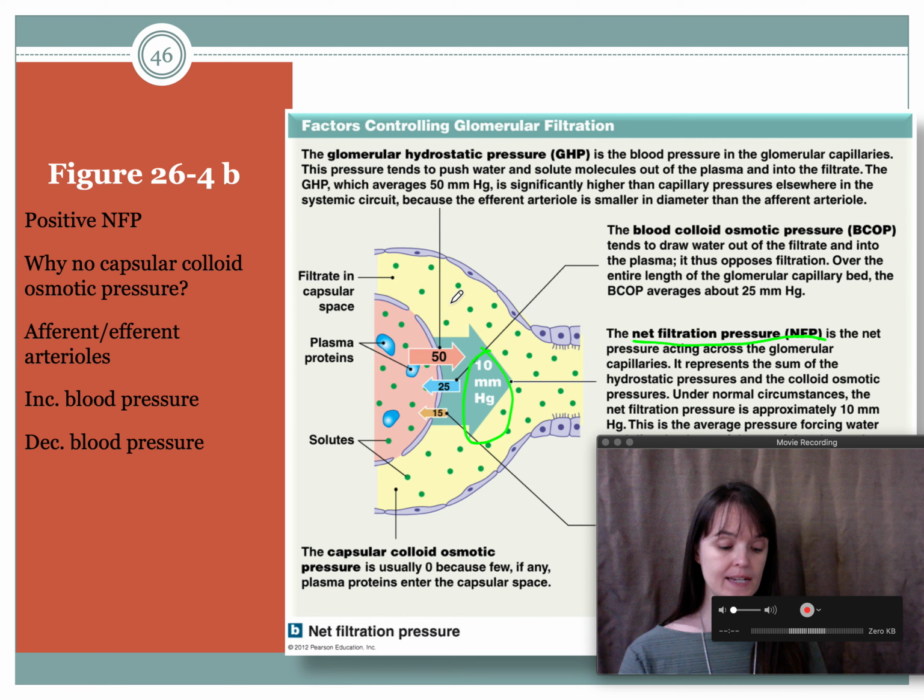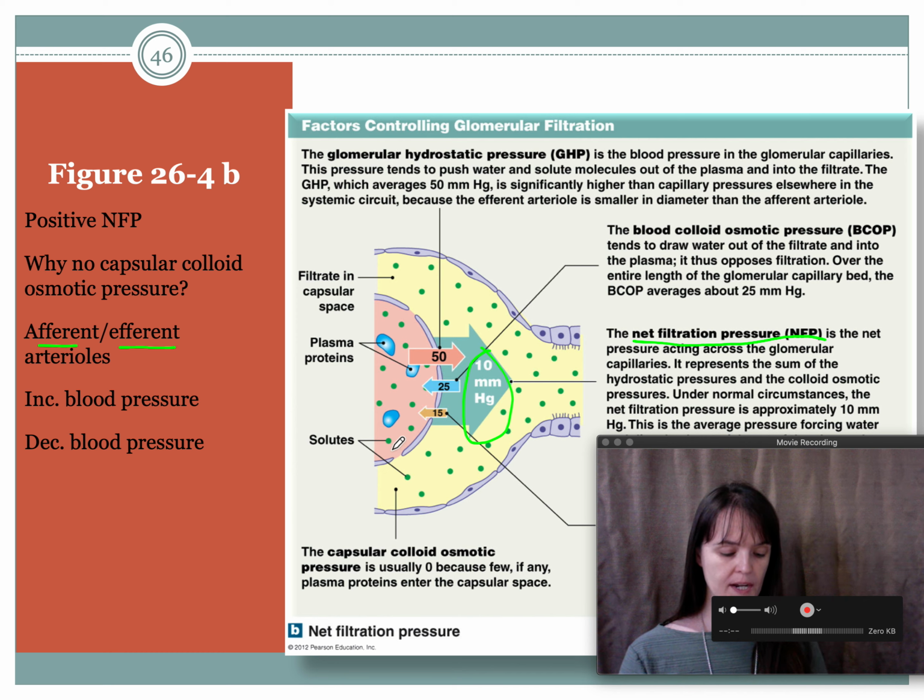And what about the afferent and efferent arterioles contributes to high GHP? I've mentioned this. The efferent arterioles have a smaller diameter than the afferent arterioles, which jacks up the pressure inside the glomerulus, forcing fluids out through the filtration slits, through the filtration membrane.